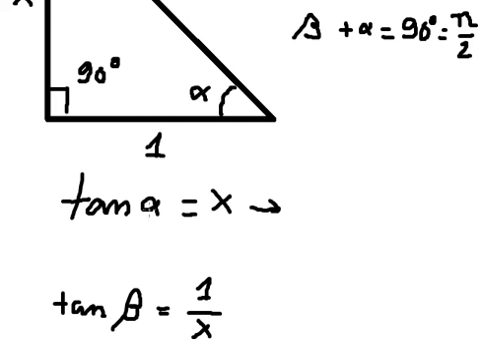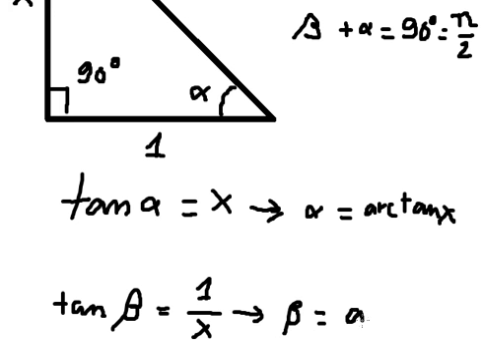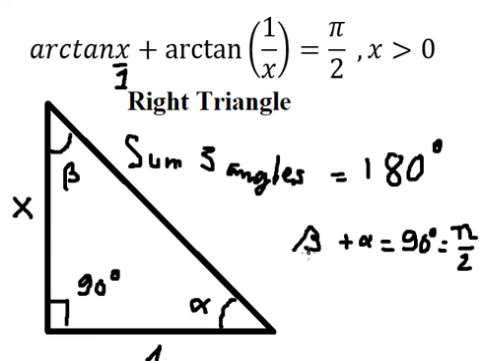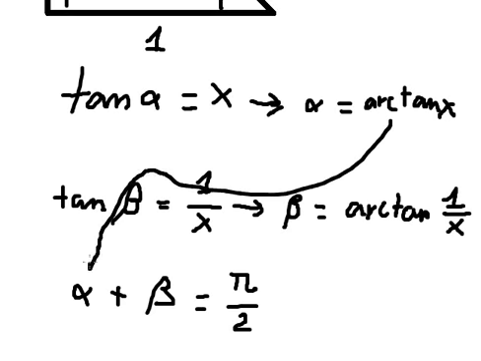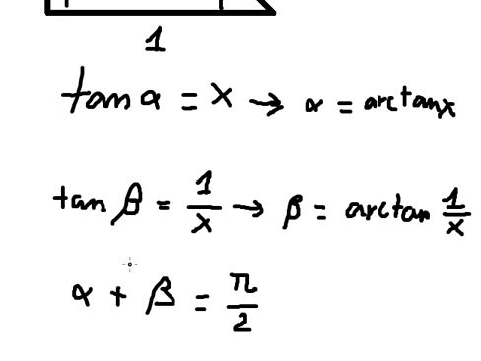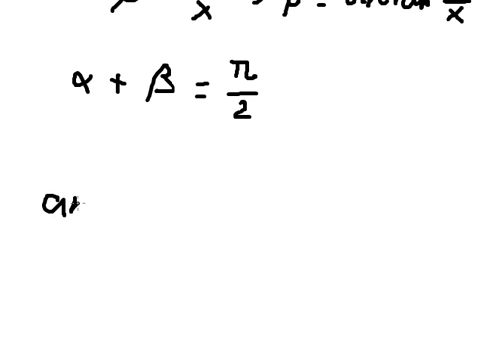If we use the inverse of trigonometry, we have alpha equals arctan of s, and beta equals arctan of 1 over s. We know that alpha plus beta equals π over 2. And now we put this one here, this one here, and now we have the final answer.